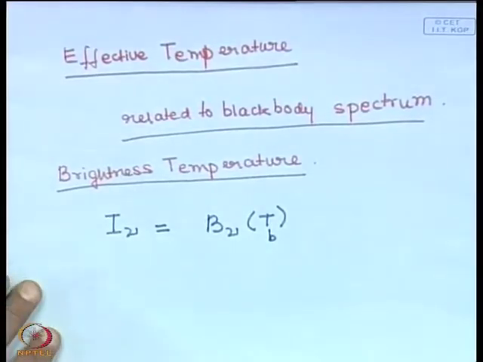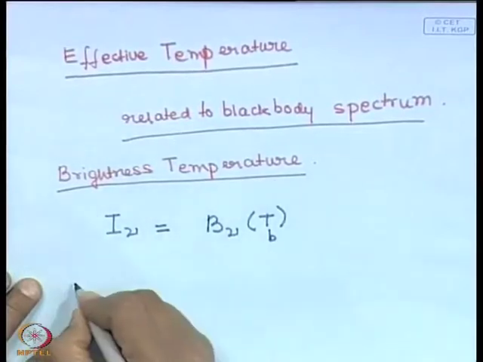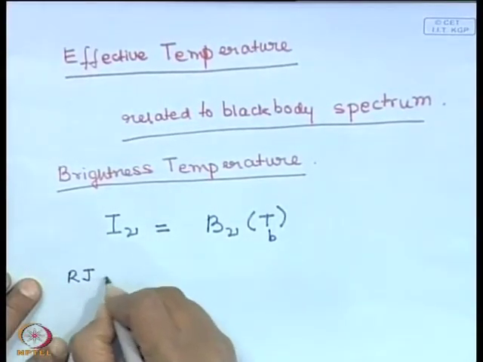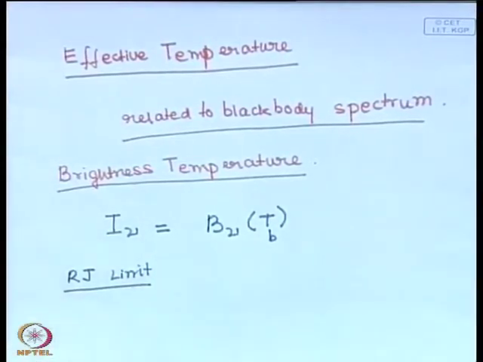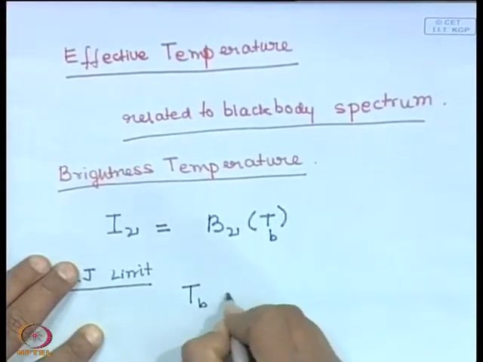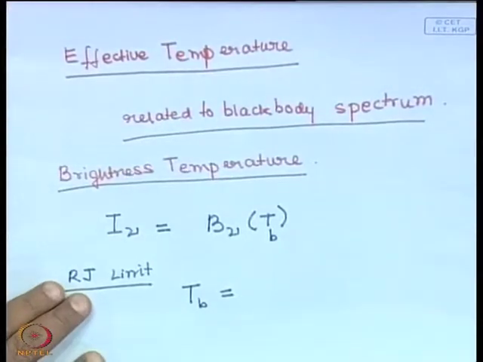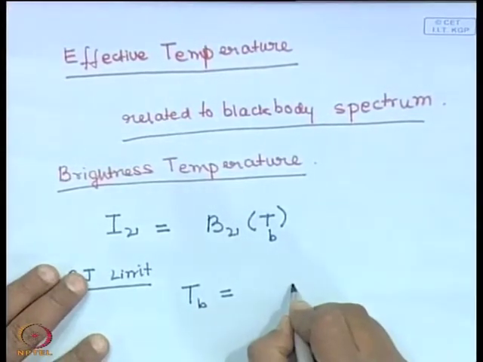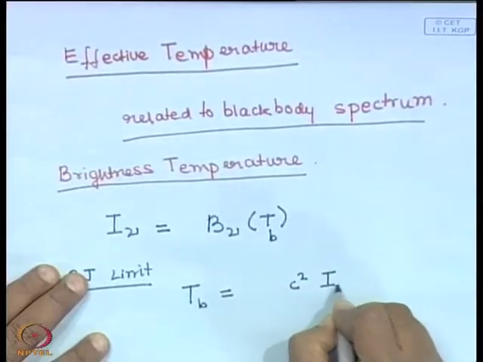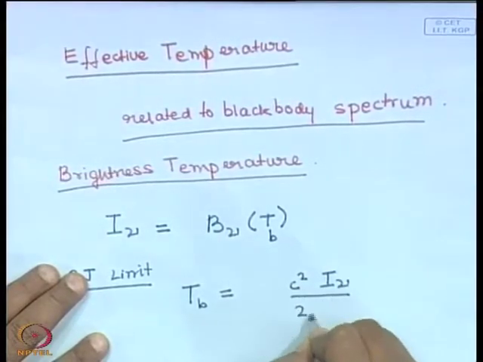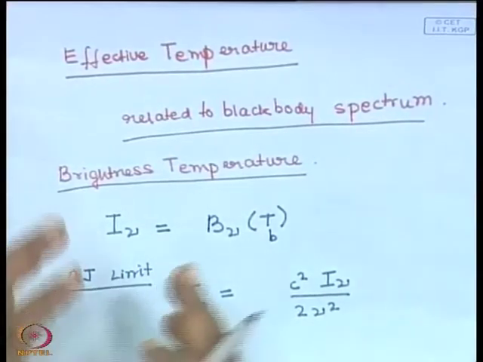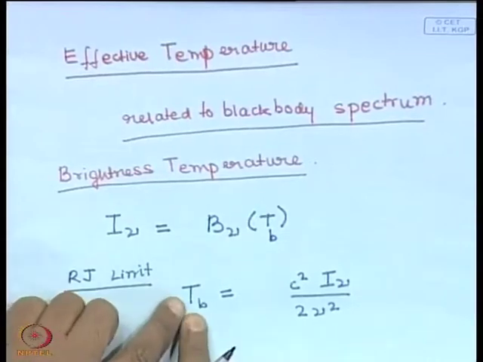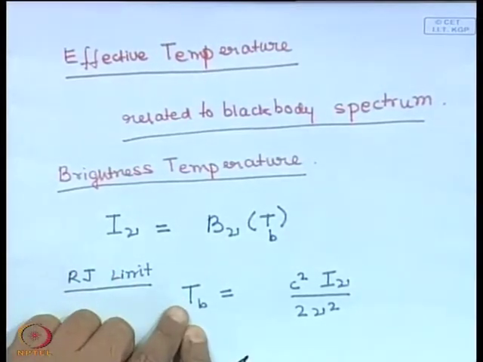And in the Rayleigh-Jeans limit, this is rather simple, which is very useful in radio astronomy. In the Rayleigh-Jeans limit, you take the specific intensity and just multiply it with c square and divide by 2 nu square, and it will give you the brightness temperature, right. So, if it were a Planck spectrum, the temperature would have been this much. In the Rayleigh-Jeans limit, the temperature would have been this.